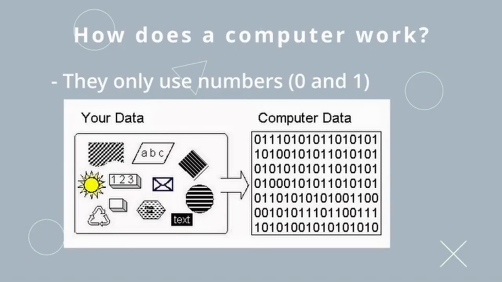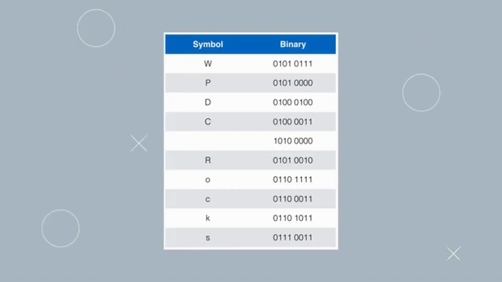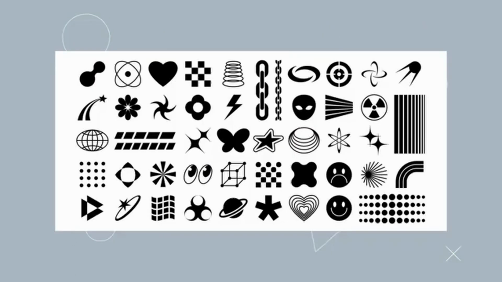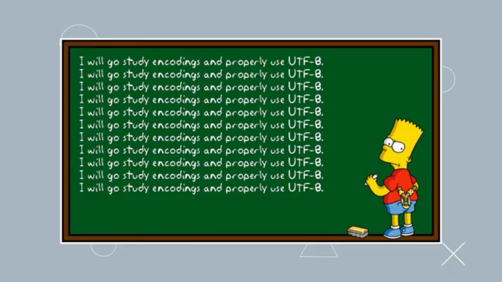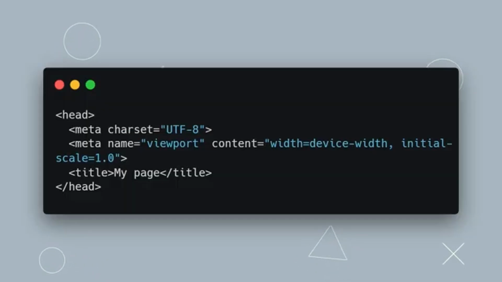Computers only work with numbers, specifically with zeros and ones. A character set is needed to translate those numbers into letters and those letters into numbers, symbols, or emojis. UTF-8 is the standard today because it supports almost every language and almost every character. Those were the tags you basically need on every single website.